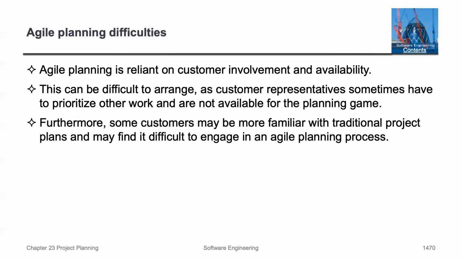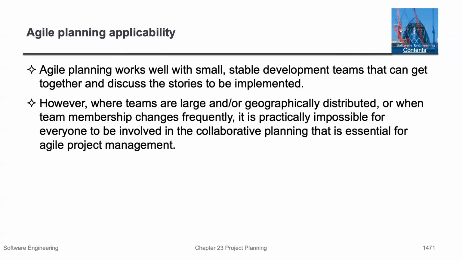For Agile planning difficulties, Agile planning is reliant on customer involvement and availability. This can be difficult to arrange as customer representatives sometimes have to prioritize their work. Furthermore, some customers may be more familiar with traditional project plans and find it difficult to engage in an Agile planning process. For the applicability of Agile planning, it works well for small, stable teams. However, when teams get large or geographically distributed, or when team members change frequently, it is practically impossible for everyone to be involved in collaborative planning.